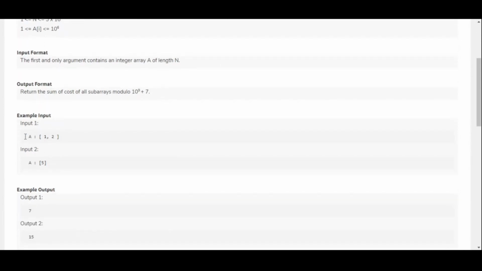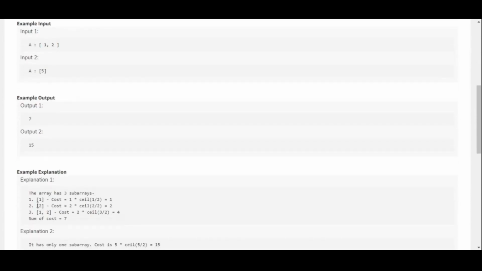So let's take this example, A equal to [1, 2]. So it has 3 subarrays: [1], [2] and [1, 2]. So the cost for this: the sum is actually 1, so we will multiply ceil of 1 by 2, which is 1, and the maximum of the array is 1, so the cost is 1. Again, the maximum for the subarray [2] is 2 and the ceil of sum by 2 will be 2 by 2, this will be 1. So 2 into 1 is 2. Again, the maximum element for the subarray [1, 2] is 2 and the sum is 3. So ceil of 3 by 2 is 2. So 2 into 2 is 4. So the total cost is 1 plus 2 plus 4, 7.